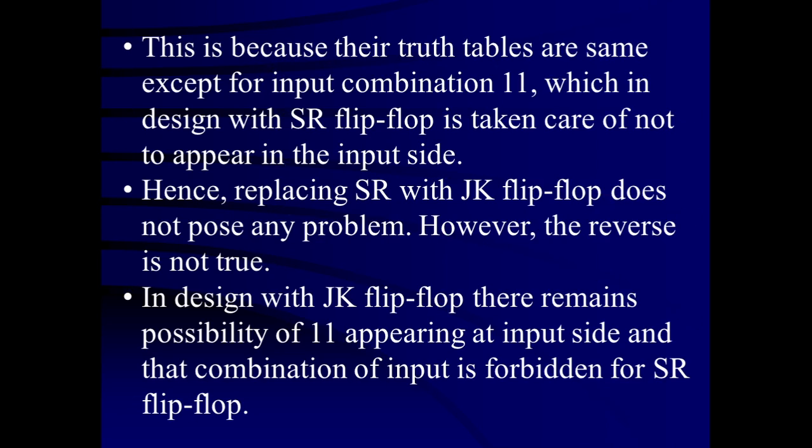This is because the truth tables are the same except for input combination 1-1, which in a design with the SR flip-flop is taken care of not to appear at the input side. So this last condition in a JK flip-flop, the 1-1 condition, is allowed. But in the SR flip-flop, if you have designed the problem with the SR flip-flop, then this condition is not going to occur, and hence the JK flip-flop can be directly implemented. Hence replacing the SR flip-flop with the JK flip-flop does not pose any problem.